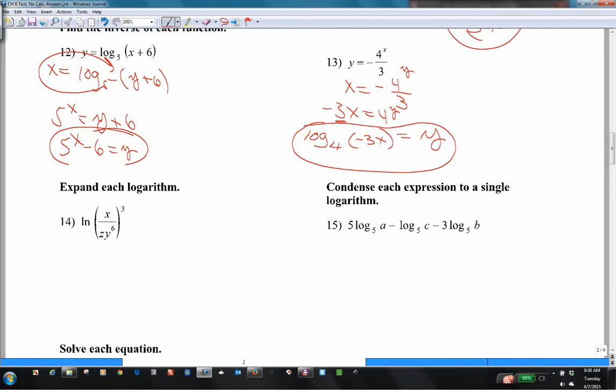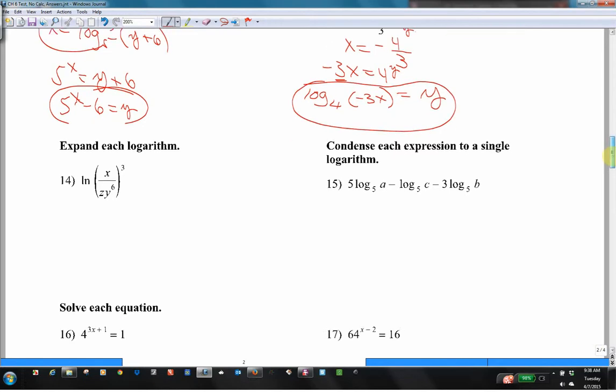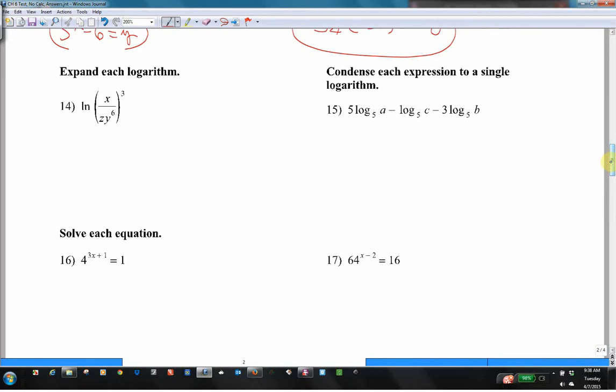Okay, next couple. It says expand each logarithm. So I'm going to go ahead and distribute that 3 in. So I'm going to have the 3 exponent. So I'm going to have ln of x cubed all over z cubed y to the 18th. And now all my exponents will be in front of the logarithms.